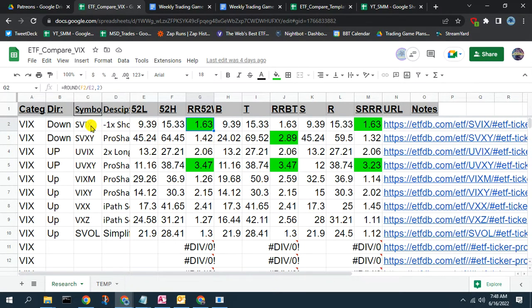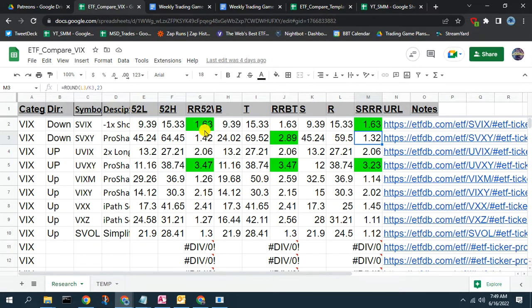So we can see when we compare SVIX with SVXY, SVIX outperforms. It has a risk-reward, RR, rate of 1.63 versus 1.42 for SVXY on the latest 52-week basis, but bottom to top over the long term, SVXY has outperformed at 2.89 RR versus 1.63 for SVIX. And then again, if we go back to the most recent support and resistance points, we see SVIX performs a little better than SVXY, at 1.63 for SVIX versus 1.32 for SVXY.